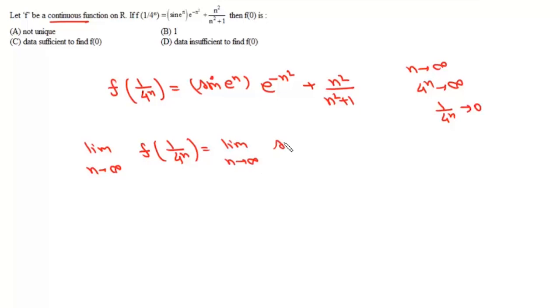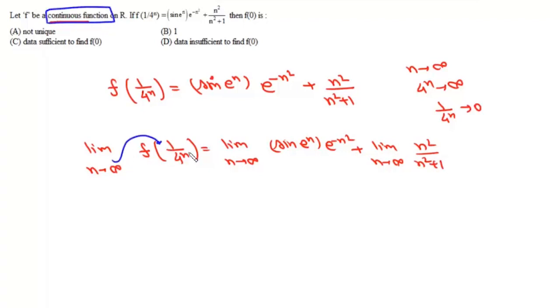and this is the limit as n tends to infinity of sin(e to the power n) into e to the power minus n square, plus this limit as n tends to infinity of n square upon n square plus 1. And the question says f(x) is a continuous function, and if it is continuous, then we can take this limit inside this function f. If this information was missing from the question, that f(x) is continuous, we could not take this limit inside this function.